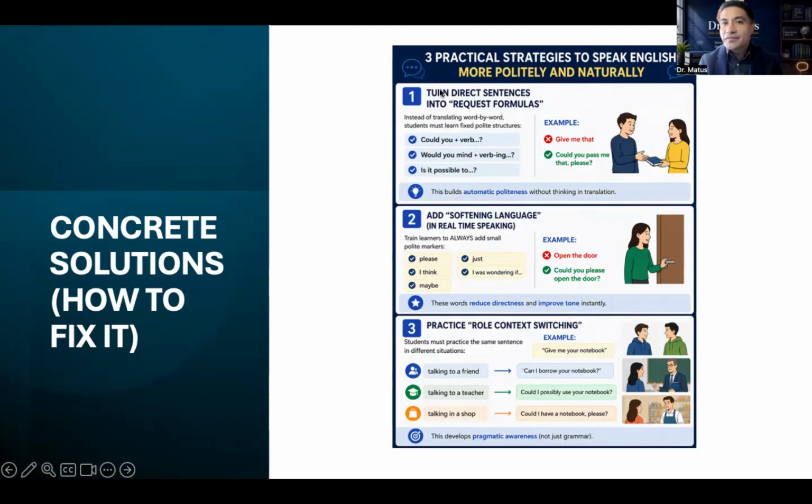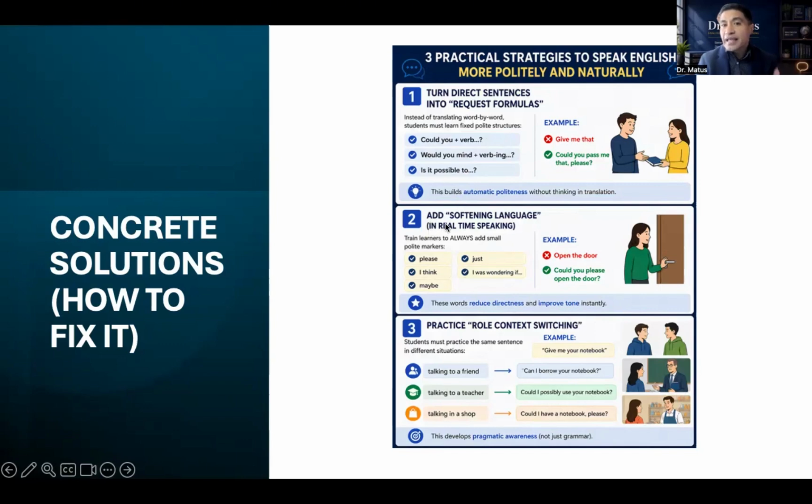Number one, turn direct sentences into request formulas. Could you plus a verb. Would you mind plus a verb plus ing. And is it possible to? For example, give me that. Instead of saying give me that, you can favor, could you pass me that, please? This builds automatic politeness without thinking in translation. Instead of translating word by word, students might learn fixed polite structures.